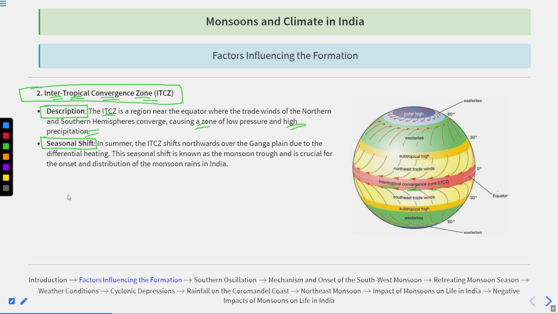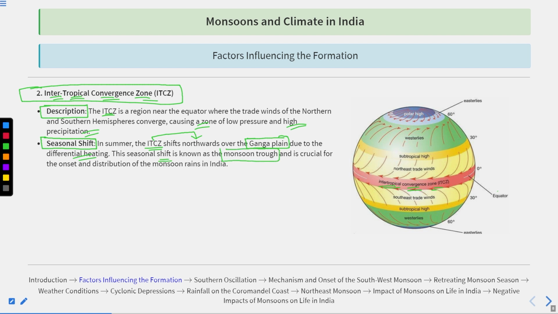Thereafter, the seasonal shift. During the summertime, the ITCZ shifts northwards. It means if we talk about India, it generally shifts towards the Ganga plain, in the northern areas. Because of this, there is differential heating, which means the northern part during the summertime gets heated up vastly in comparison with the southern part. That's why in the northern parts there is a creation of low pressure and automatically the ITCZ shift is there. This seasonal shift is known as the monsoon trough.